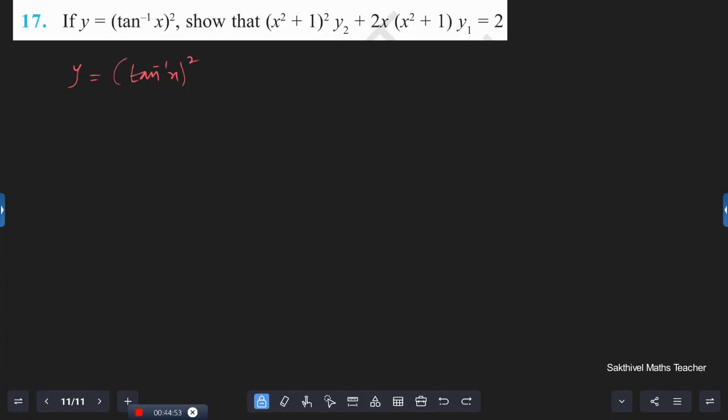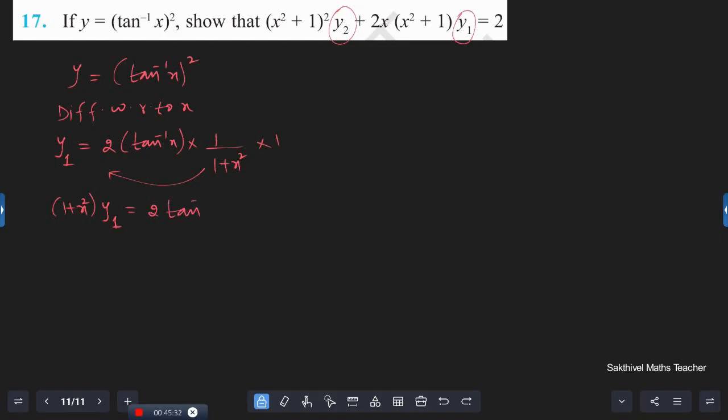Now differentiate carefully. We have a lot of terms. y2 is the double derivative, y1 the single derivative. Differentiate with respect to x on both sides, so that y1, when you differentiate, 2 into tan inverse x, power 2 minus 1 you will be getting 1. Now again tan inverse x when you differentiate, 1 divided by 1 plus x square, into derivative of x which is 1. Now denominator you bring this side, so that (1 plus x square) into y1 is equal to 2 times tan inverse x.